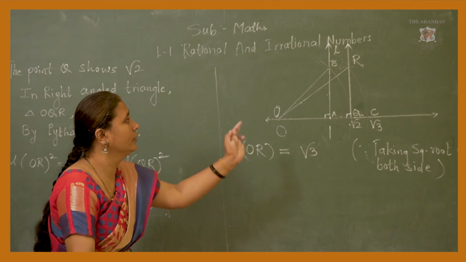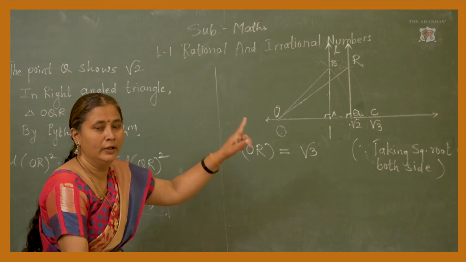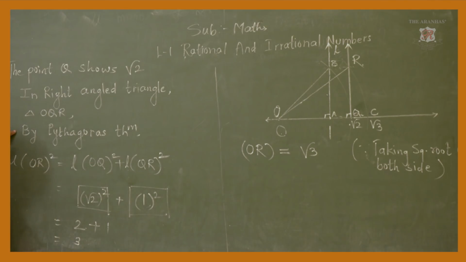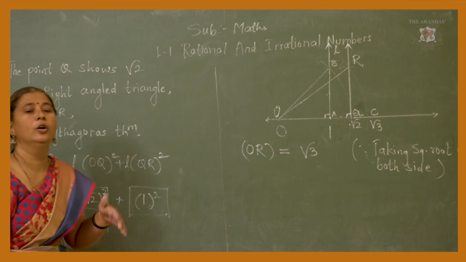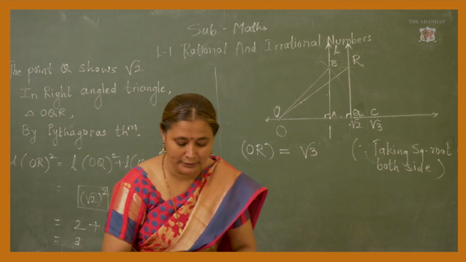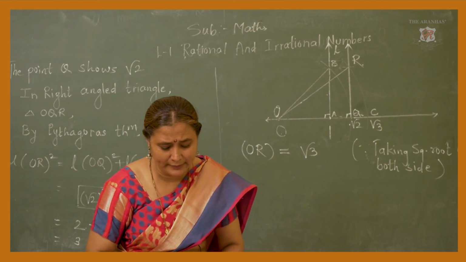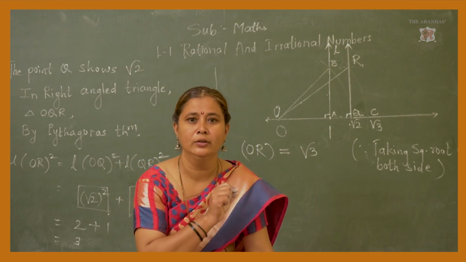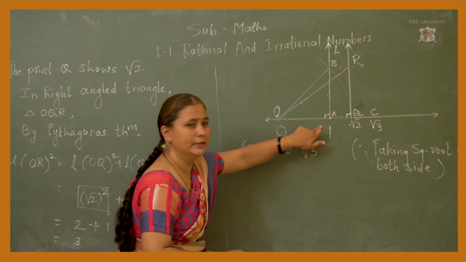We have to take root 3. So, to get root 3 on the number line, again we have to use Pythagoras theorem. As we took the procedure for root 2, we have to take it for root 3 and do the activity. Understood? Okay. When you practice the sums, that time you will get how you have to do the sum. Okay. Now, if you have any doubt, then again and again watch this video.